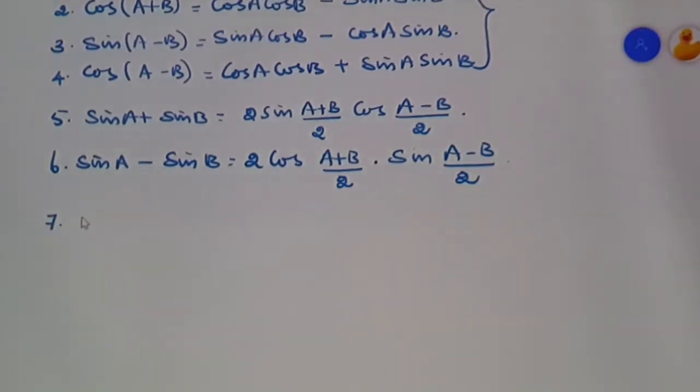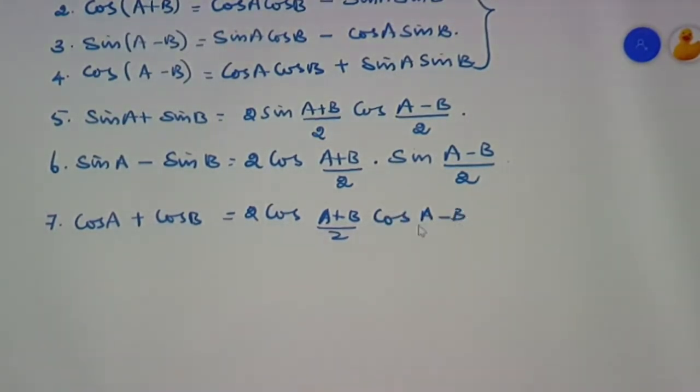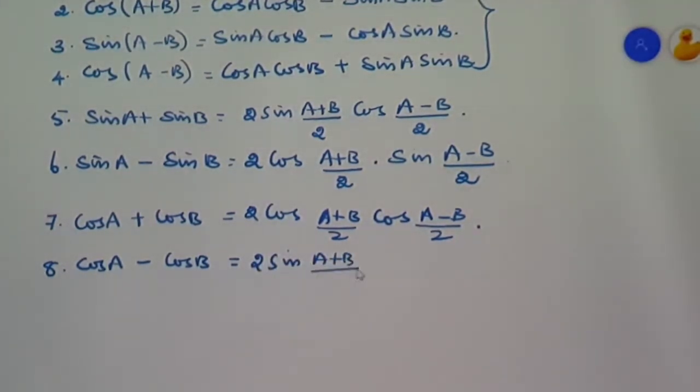Then the seventh one, let us go like this: cos A plus cos B. Cos A plus cos B is 2 cos (A plus B)/2 into cos (A minus B)/2. The eighth one, let us take like this: cos A minus cos B. Cos A minus cos B is equal to 2 sin (A plus B)/2 into sin (A minus B)/2.